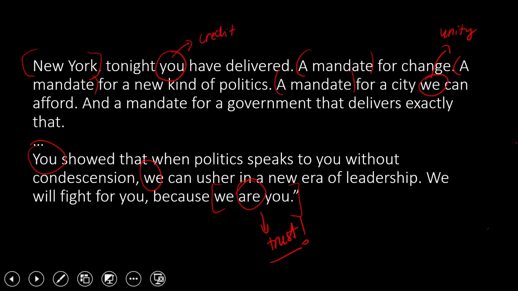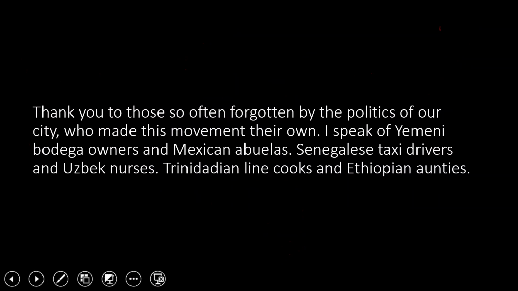Okay. In the next section, he says, "Thank you to those so often forgotten by the politics of our city, who made this movement their own. I speak of Yemeni bodega owners and American abuelas, Senegalese taxi drivers and Uzbek nurses, Trinidadian line cooks and Ethiopian aunties." So here we again see him thanking people, showing humility, and he speaks of people who were forgotten by the politics. And then as soon as he says that, he moves on to show that they were not forgotten by him. He acknowledges their existence and he acknowledges their sacrifice.